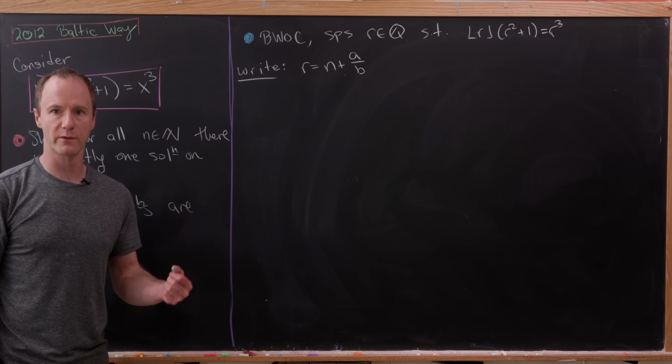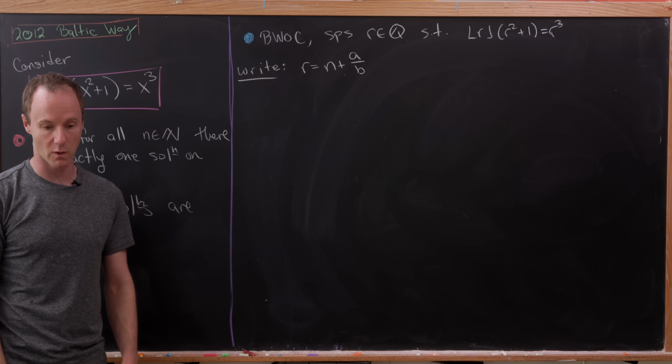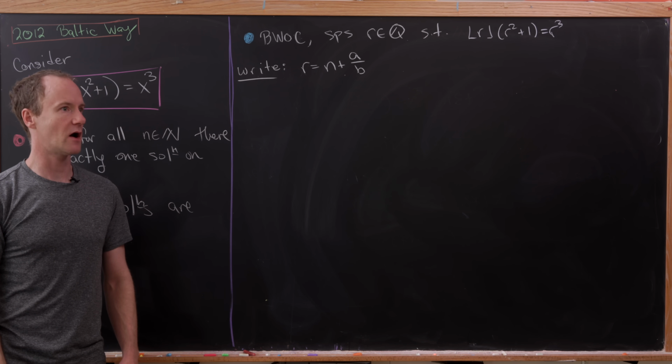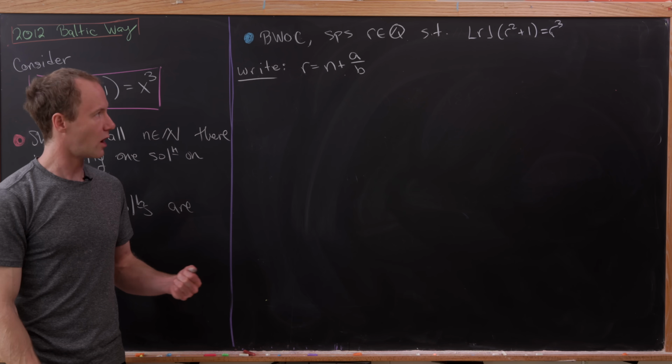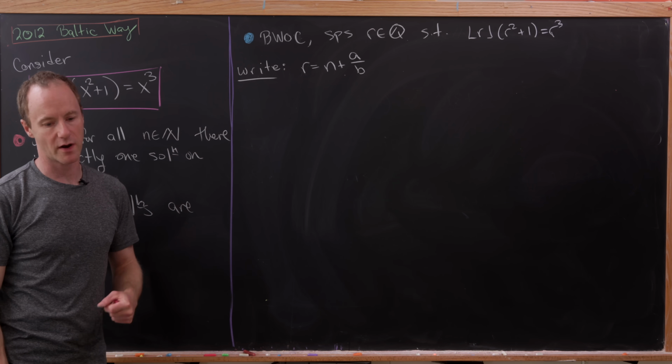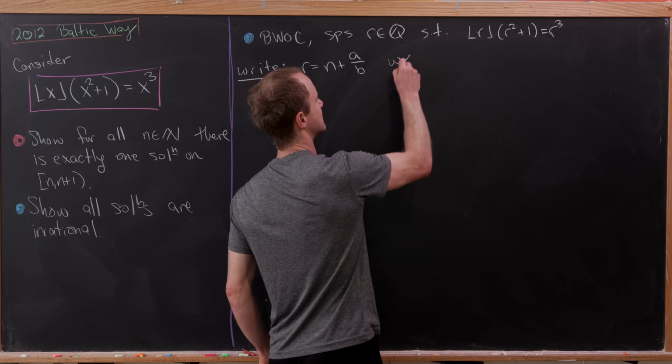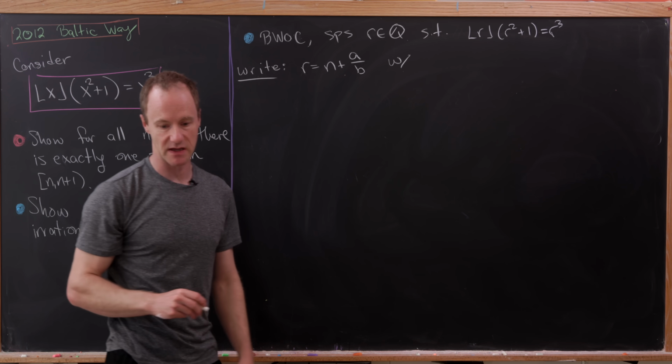Well, of course, before we wrote it as a natural number plus epsilon, where epsilon was a real number between 0 and 1. But now, in order for R to be rational, this bit between 0 and 1 also has to be rational. Furthermore, we can impose some conditions on A and B.